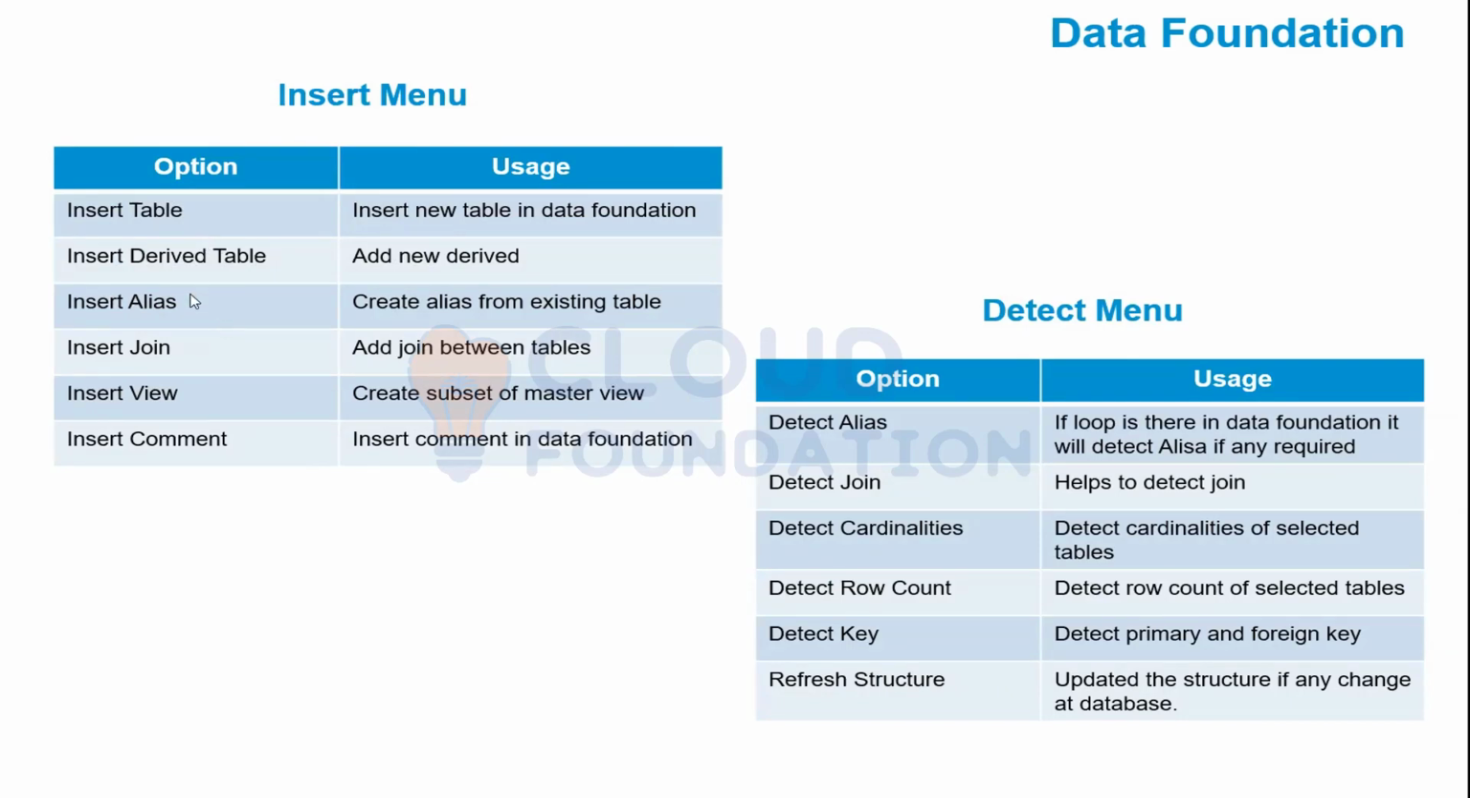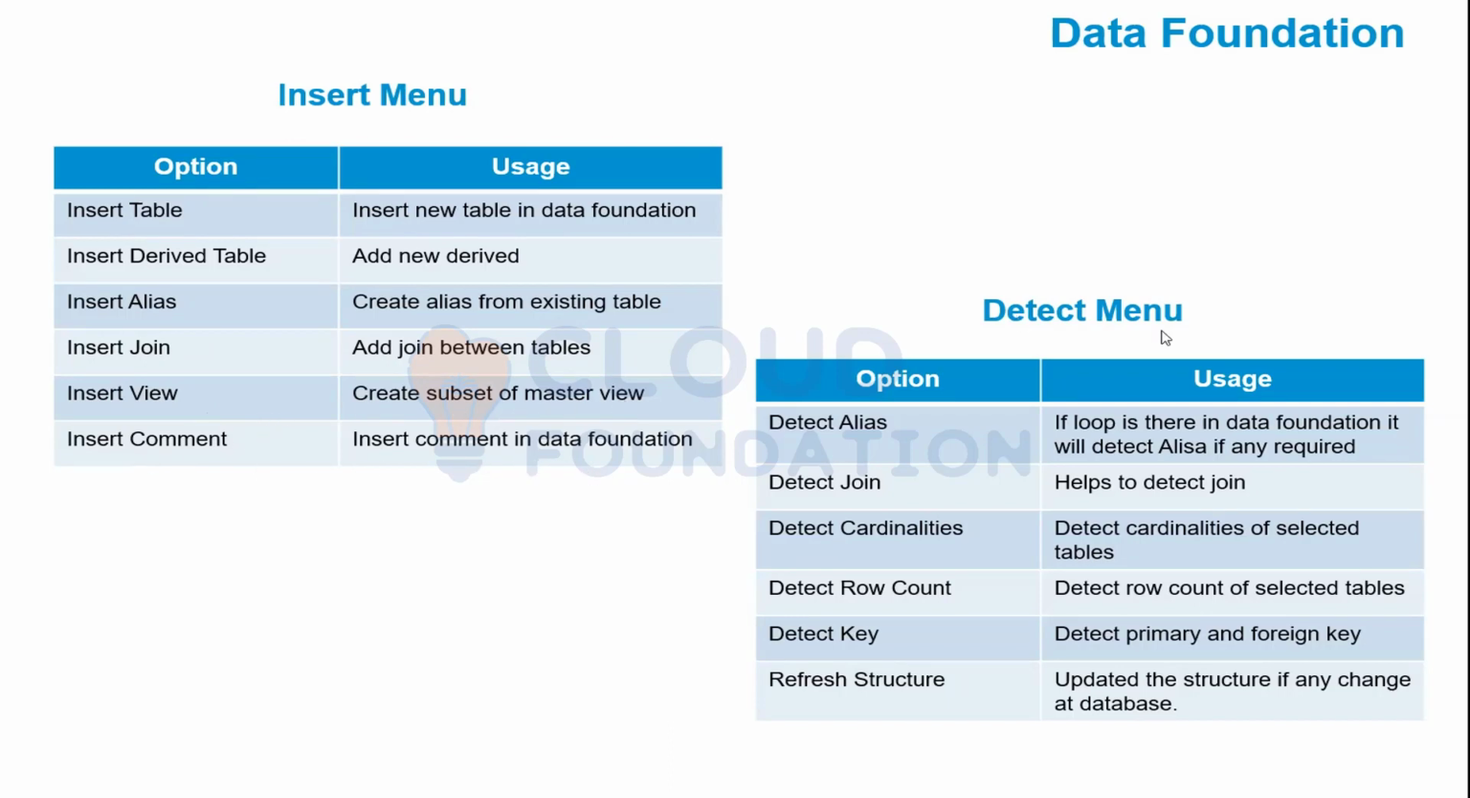Alias is like a duplicate of a table with another name, so that it treats it like a different table, but the columns and everything will be the same. If you see here, create alias from existing table. So whatever it stores, whatever the columns, everything will be the same, but with a different name. We will use it for our design purpose. In some situations, to avoid loops and context, we will create alias. And these are the things that we can insert in the data foundation: table, derived table, alias. We can insert join, that is join between tables. Insert view, we can also insert a subset of master view, and we can insert comments also.